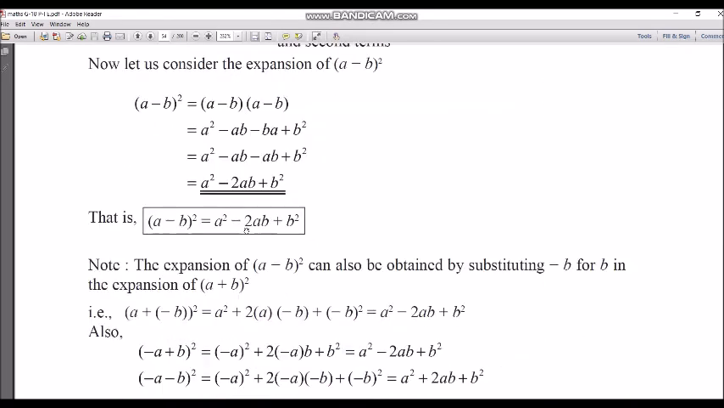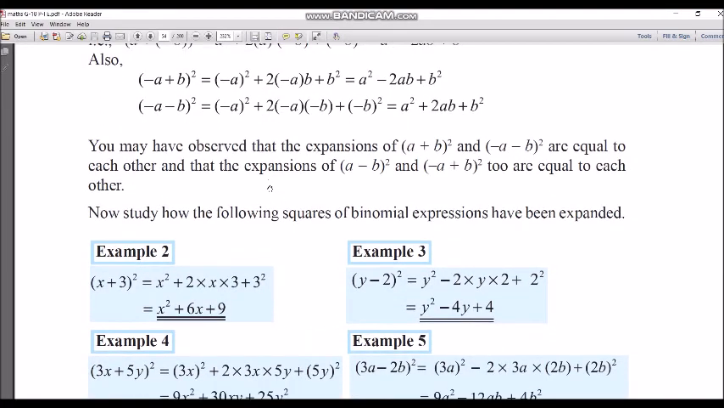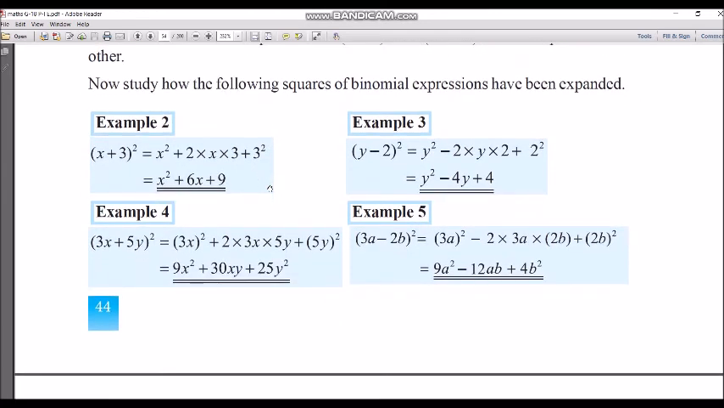Go to this one. You can see in the simplified form a squared, the square of the first term, the square of the second term, and then 2 into the product of these two terms, a and minus b, so minus 2ab. So these two expressions are very important when we are doing our higher studies as well. So we can see how these expressions work in these examples.